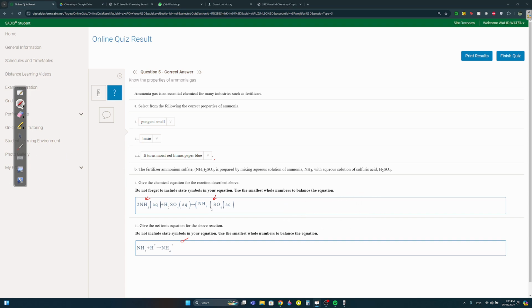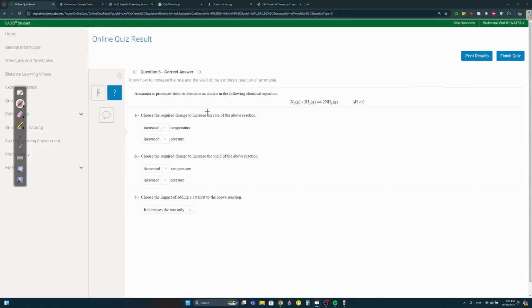Anyway, the net ionic equation, since you're dissolving NH3 in water, for it to become NH4, it just gained a H+. I'm not convinced with this, but I guess just memorize it. If NH3 turns into NH4, it gains a hydrogen. Again, I'm not convinced. Question 6.